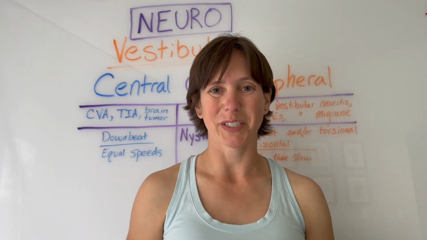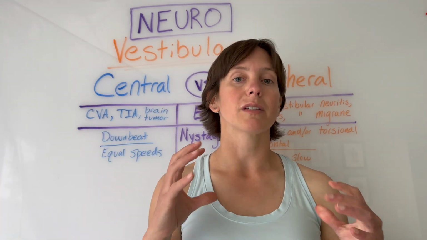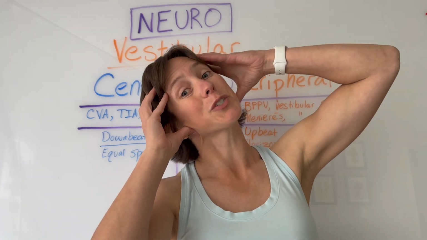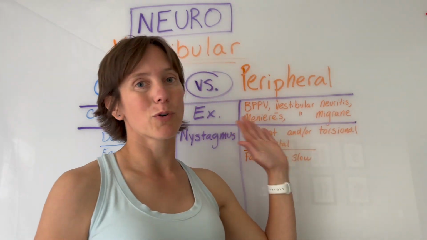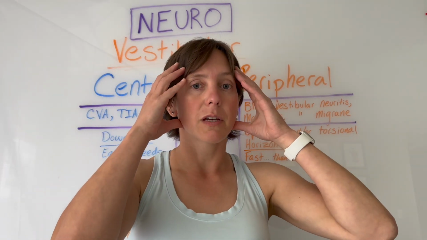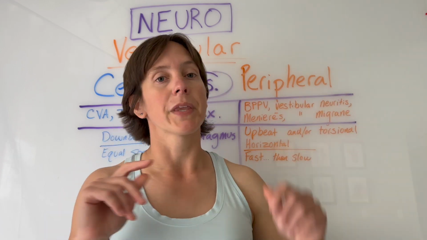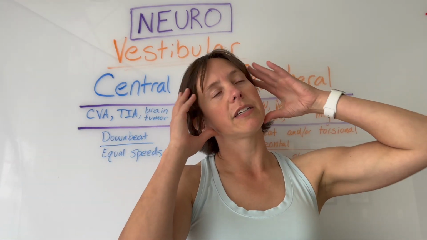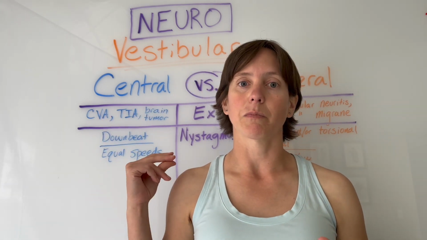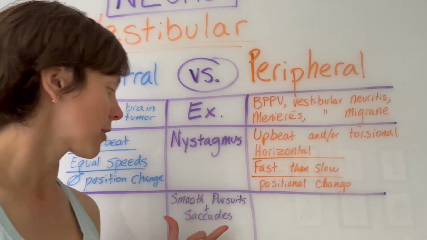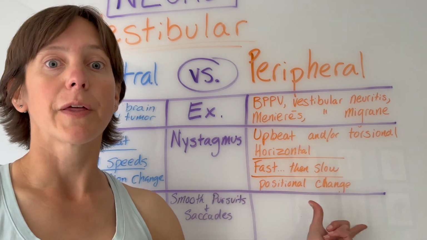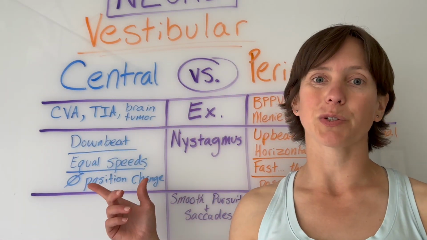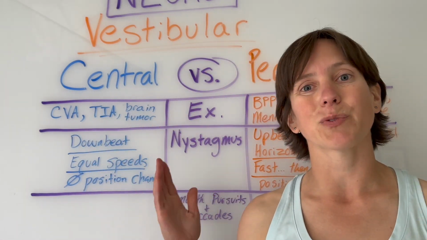The last component of nystagmus is about positional changes. Sometimes nystagmus is brought on when your head is put into a particular position. This is very common for peripheral disorders, that it is invoked with a positional change. However, with central disorders, you do not need to position your head in order to provoke nystagmus. It can occur spontaneously. As far as smooth pursuits and saccades, these will appear normal in peripheral disorders. However, in central disorders, smooth pursuits and saccades will be abnormal.